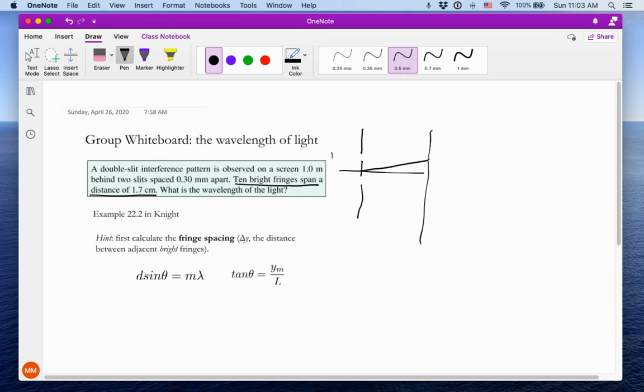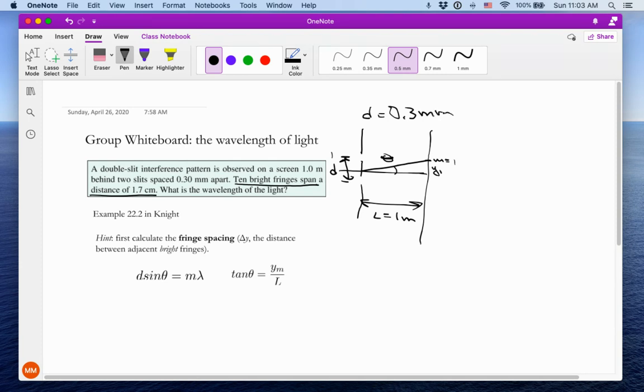And so let's pick m equals 1. And this is our theta. This is our y1, because we're doing the first one. This is our L, so L is going to equal 1 meter. This is our d from here to here. And our d is equal to 0.3 millimeters.